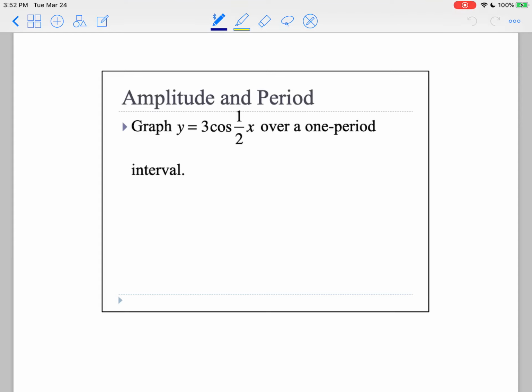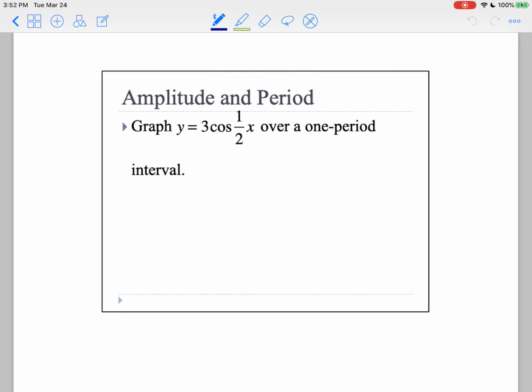All right, in this example, we are dealing with both an amplitude change and a period change. And we're talking about cosine. We haven't actually graphed cosine yet, and so this gives us our opportunity. You do have the other note sheet that is on Blackboard that gives you the key points for cosine. They're very similar, like the x values are exactly the same as for sine, except now we're starting at 1 and going to 0, and then -1, and then 0, and then 1.